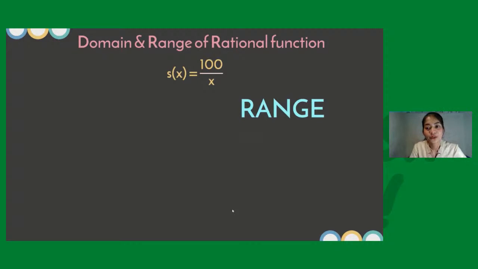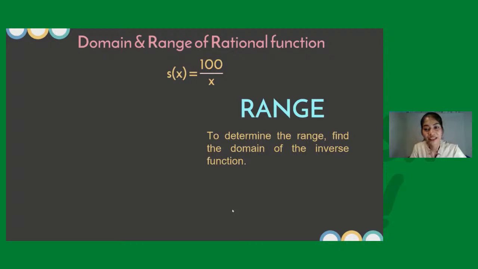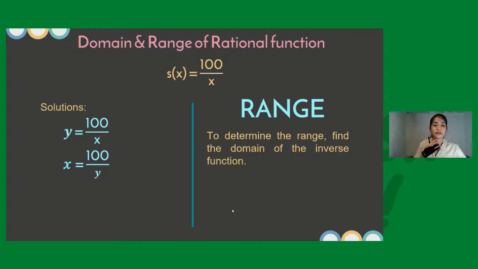Now let's move on to the range. To determine the range, we have to find the domain of the inverse function. So meron ng another involved na function dito, which is inverse. Ayan. So to get the inverse, we just interchange the x and y variables. Pinagpapalit lang natin yung x and y variables. That means that all x variables will be written as y and all y variables will be written as x. And then we solve for y.